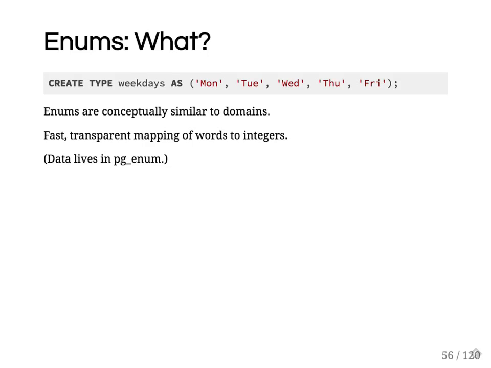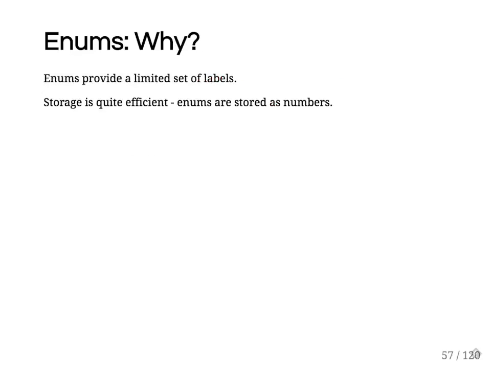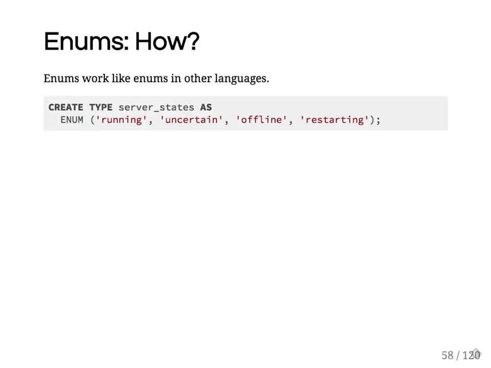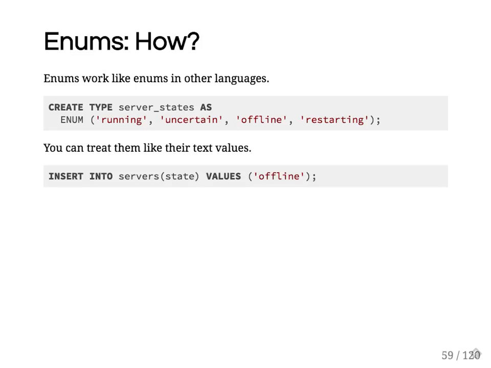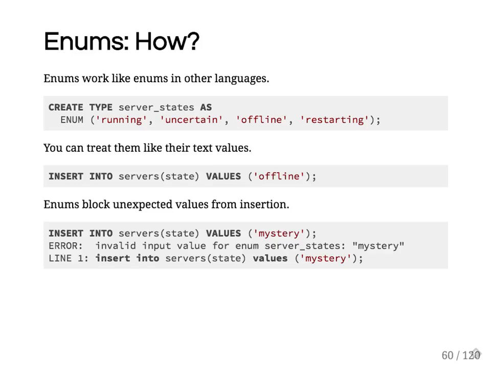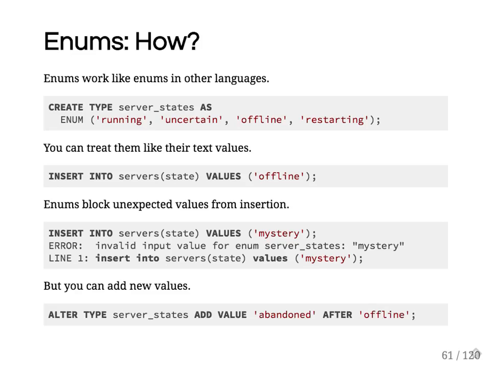So enums are enums, as in any language. I know it's sort of silly to say this kind of thing. You can create enumerations. They're useful in the sense that they basically constrain you to a limited set of labels and then are stored under the hood as numbers, but sort of appear as the label values that you put in. So like in other languages, you can create an enum. You can treat them as a text value and match on it. You can insert text values. And if you try to insert something that's not in the enum, Postgres will complain to you, and you can modify the enum by inserting new values into it.